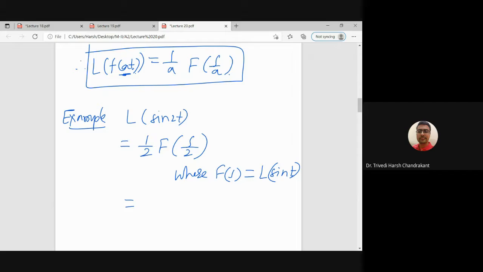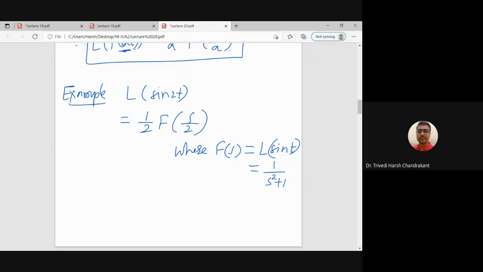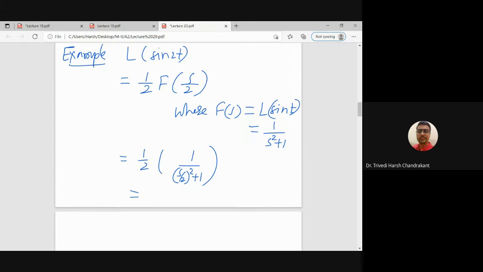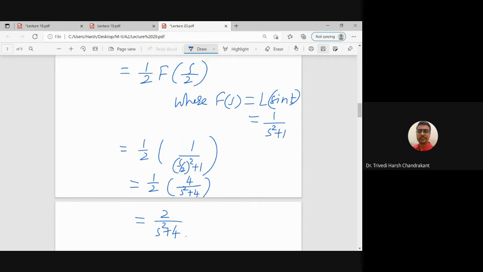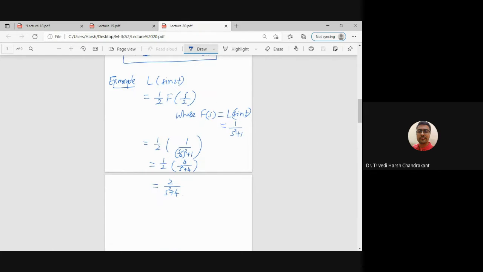What is the Laplace transform of sin t? That is 1 divided by s square plus 1, and in that we substitute s by s over 2. So we get 1 divided by 2, 1 upon (s by 2) square plus 1. Now in the denominator we have s square by 4 plus 1, so that will be s square plus 4. In the numerator we have 4, and 4 will cancel out with 2. So essentially we get 2 divided by s square plus 4. So using the Laplace transform of sin t, we derived the Laplace transform of sin 2t.